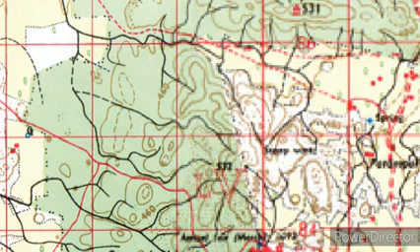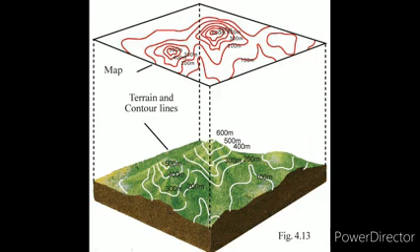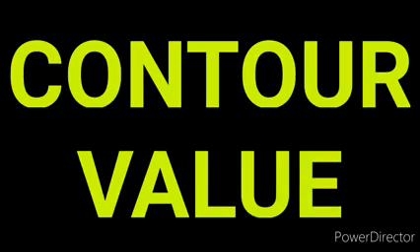A contour line joins points of equal elevation above a given level, such as mean sea level. The respective altitudes will be marked with each contour line. Look at the map given there and find out the contour lines. In the figure, we can easily find out the altitudes that are marked with each contour line. These altitudes are generally known as contour values.